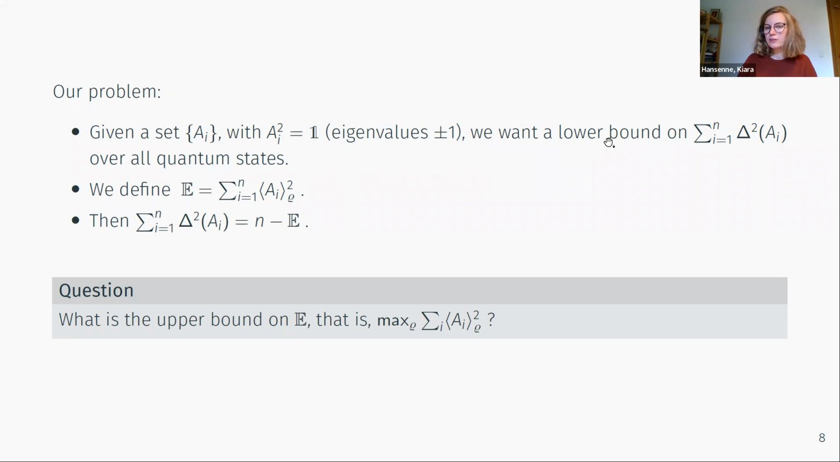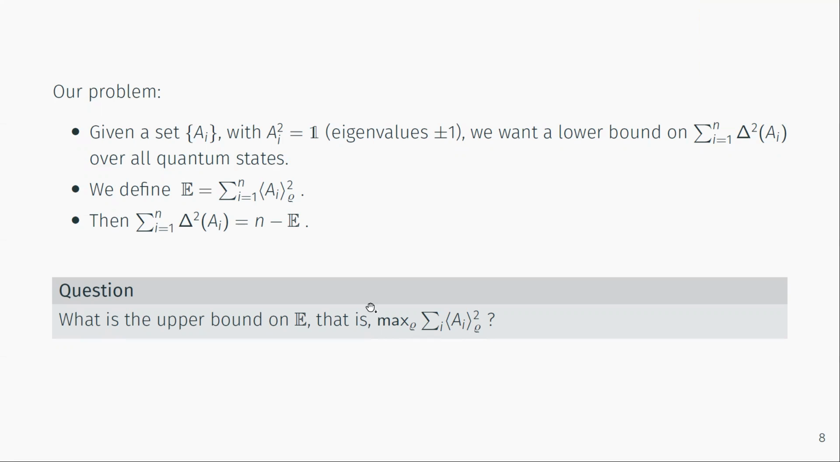So from searching for a lower bound on this expression, our main question now becomes: what is the upper bound on E? Meaning, what is the maximum over all quantum states of the sum of the squares of the expectation values of those observables? This is the question, the bound on this E that we are going to be interested in.